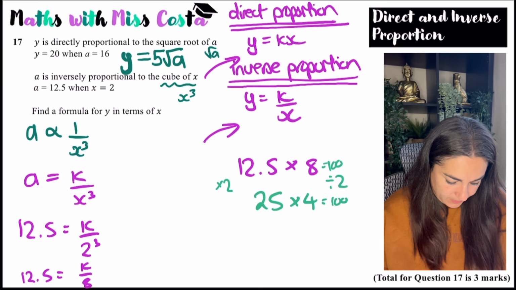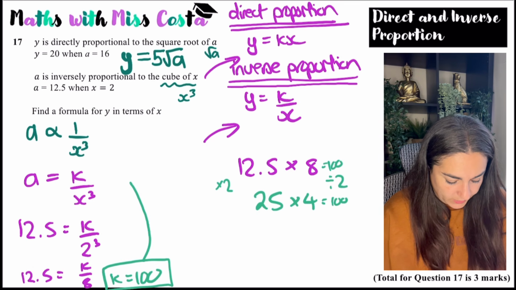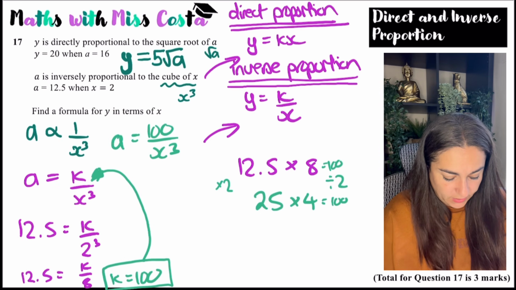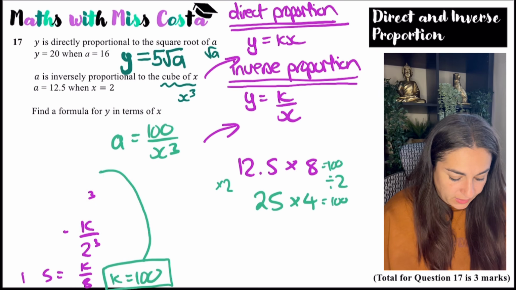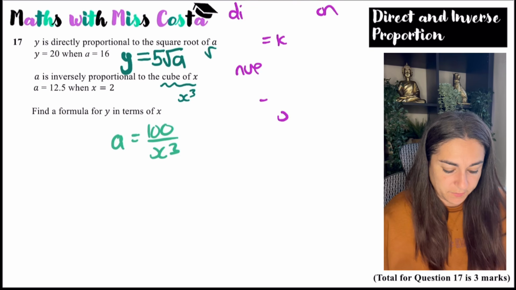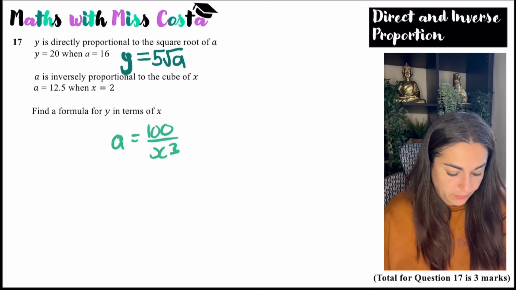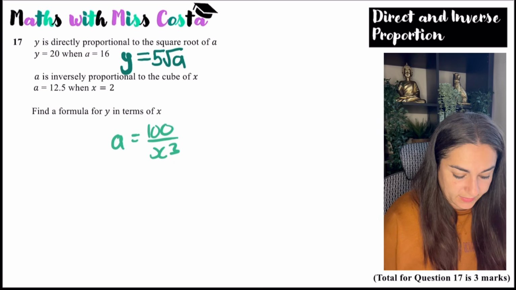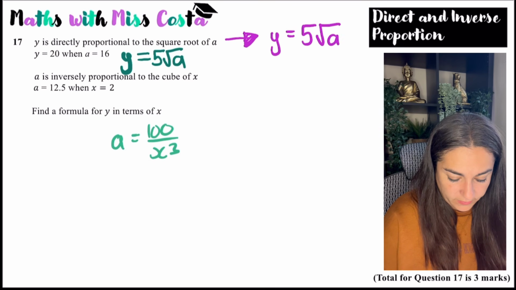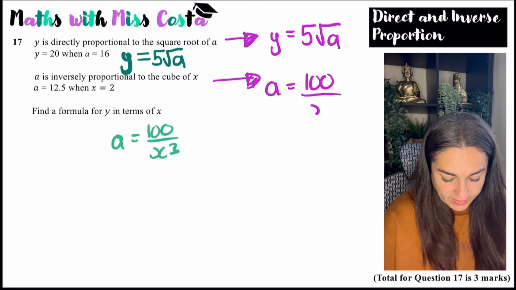So k must equal 100. So therefore we substitute it into the general equation. So a must equal 100 over x cubed. So if you managed to get that far, well done, because that's the bulk of the question. So I've now got two parts of what I need. So let's just rewrite this. I know that y equals 5 root a, and I also know that a equals 100 over x cubed.